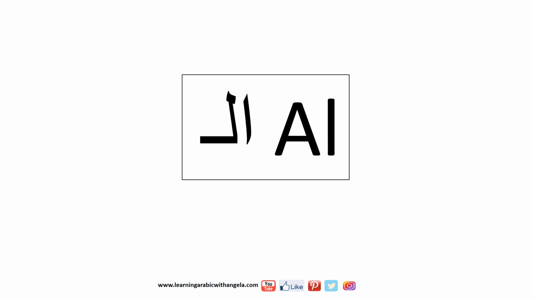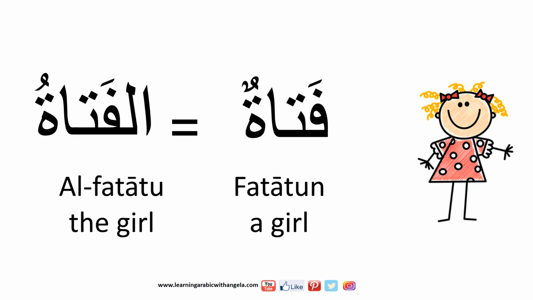So we can deduce that a definite noun has the prefix al, made up of alif and lam. However, an indefinite noun simply does not use al. Let's consider this example here. So, fatatun, a girl. To change it to the definite state, we're going to add al. So we get al-fatatu, the girl.